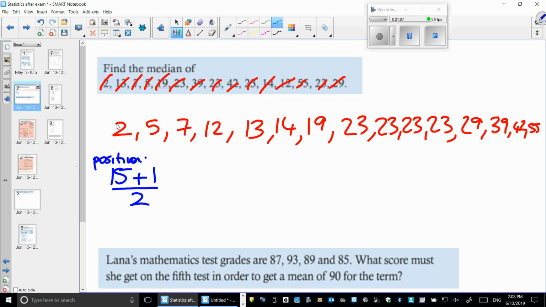So it's 15 plus 1, because it's an odd number of data, so it's going to be an actual data value. If they were even, you would just halve it and find the 2 in the middle. So 15 plus 1 is 16, divided by 2 gives us the 8th position. So you then say 1, 2, 3, 4, 5, 6, 7, 8. This is my middle value, therefore my median is 23.